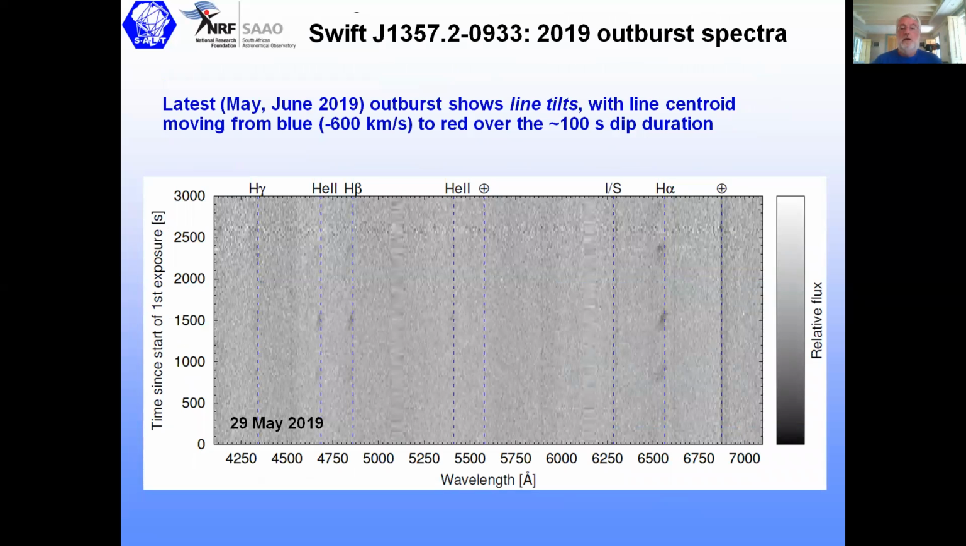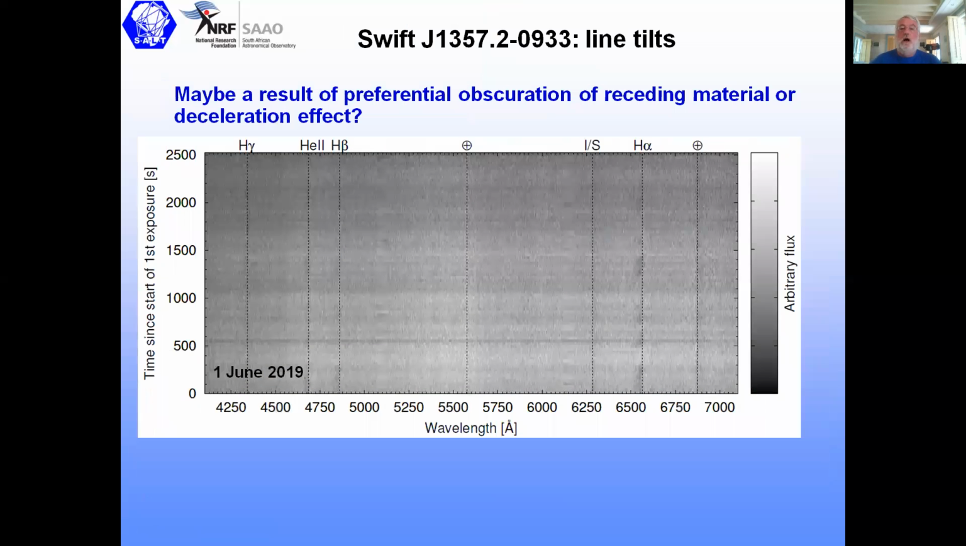Subsequent to this, observations were taken in the latest outburst in 2019, and it shows the same dips, but intriguingly now with somewhat higher resolution of 30 seconds, one can see that the lines are tilted. And this indicates that the motion is changing from more blue shifted to red shifted over the dip period.